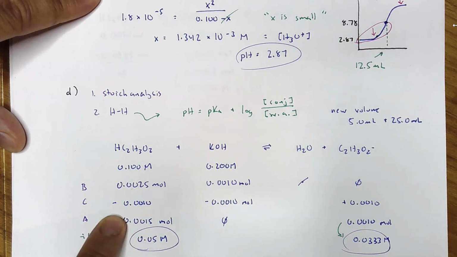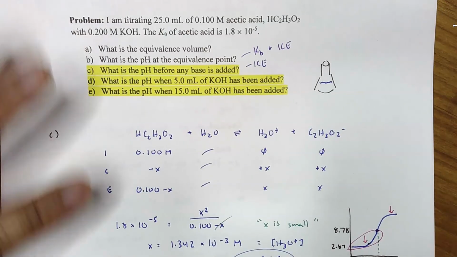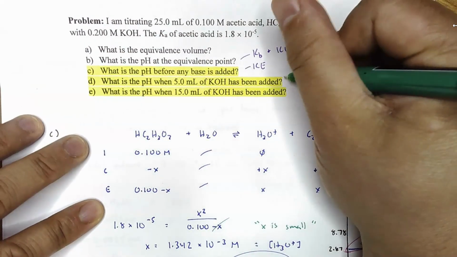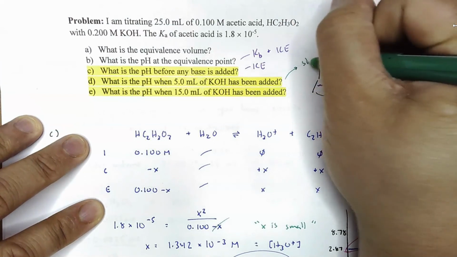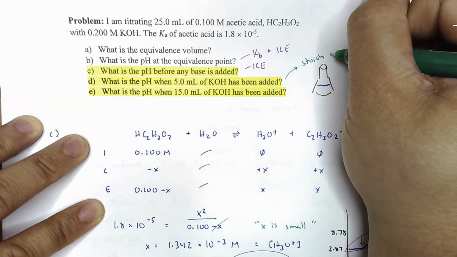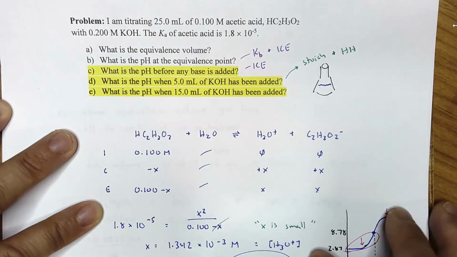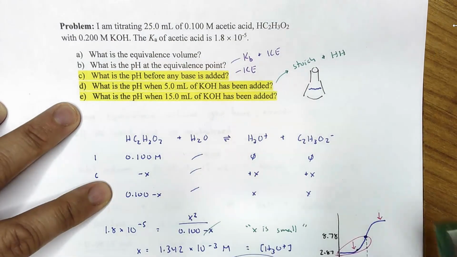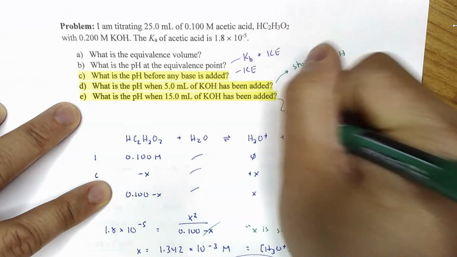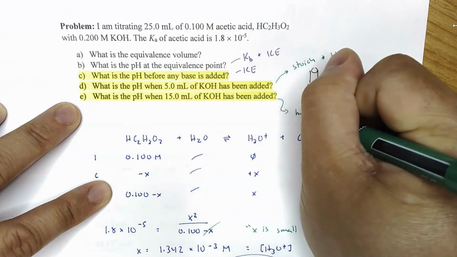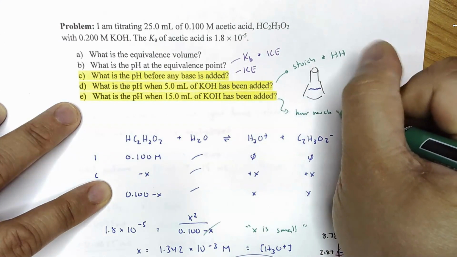How much of the other partner did you convert? So I like to think of this as like a stoichiometry problem, and then Henderson-Hasselbalch, because you're in the buffering region. And then finally here, it's a stoichiometry problem, and you're just asking how much OH minus is left.